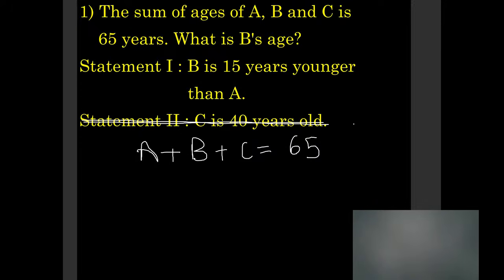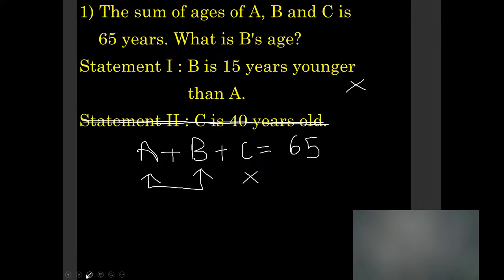Statement 1 says that B is 15 years younger than A. So we have information only related to A and B from the first statement. We did not have any information related to C. That's why we cannot answer this question from the first statement. Statement 1 alone is not sufficient.